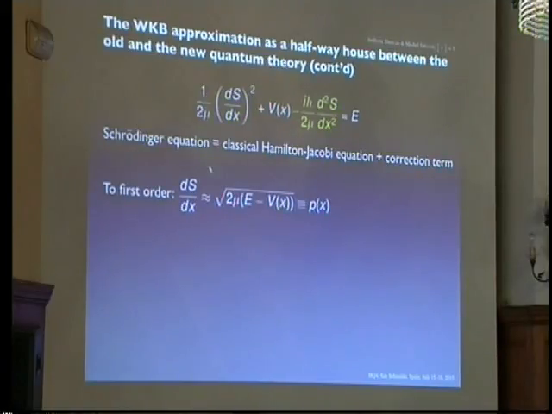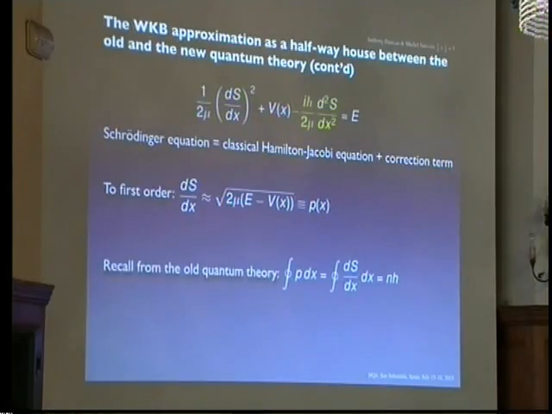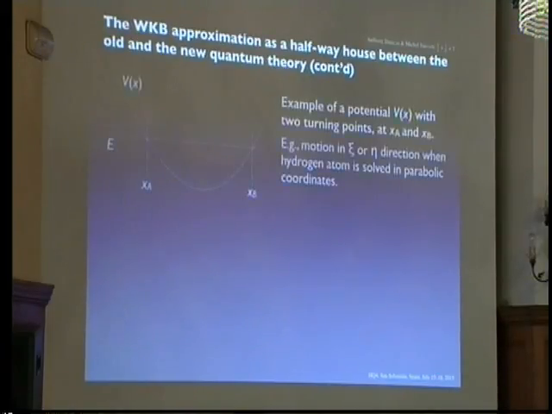And so to first order, you throw out the yellow bits that depend on h bar. You see that this is what is here, and we're going to call that p of x. And this, of course, is the thing that is subject to this quantum condition in the old quantum theory.